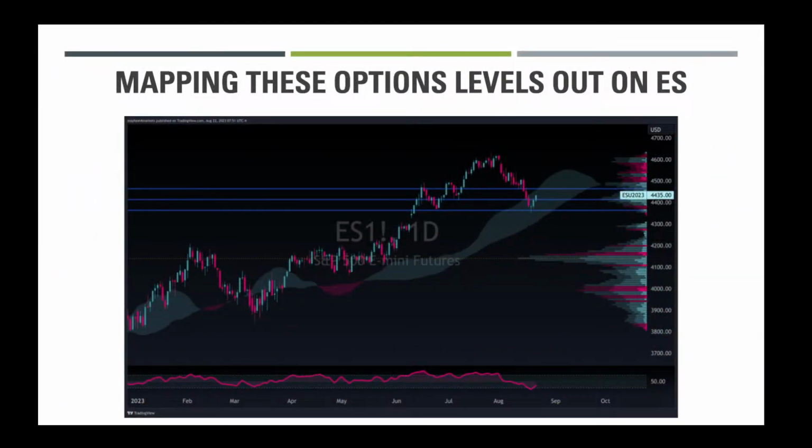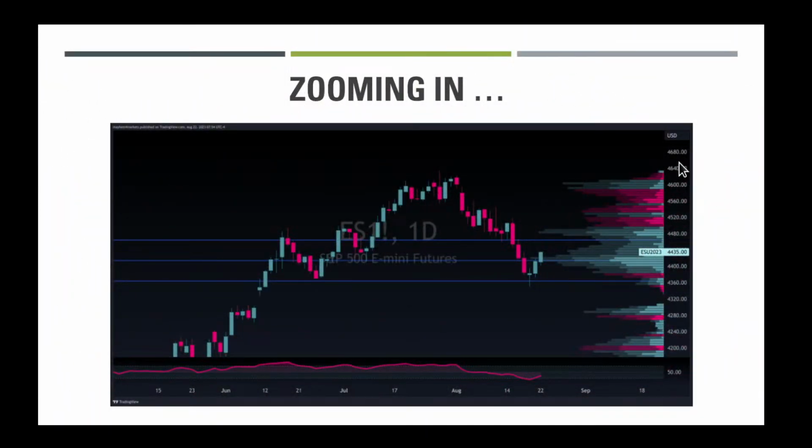So let's map out those options levels on ES. This is using TradingView. And I've just drawn those blue lines there to show you in a broader construct, how these have been kind of important levels for the market even before those options levels had solidified, that there's some technical relevance to them as well. So let's zoom in just a little bit. And we can see that that might be a reasonable upside target for where we may go today, right?